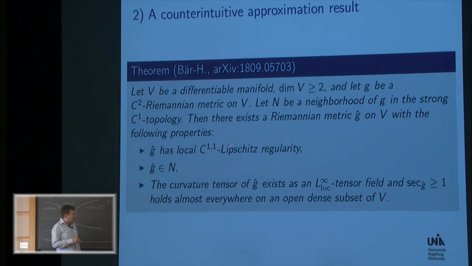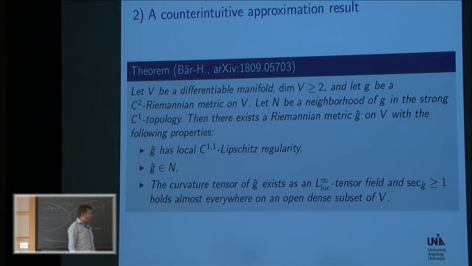And because we have C11, the second derivative exists almost everywhere by the Rademacher theorem, so we can write down the curvature tensor as an L infinity tensor field, which is essentially bounded. And this means we can define sectional curvature almost everywhere. And this can be, for example, prescribed by being larger or equal than 1 on an open dense subset of V. So that's the crucial property.